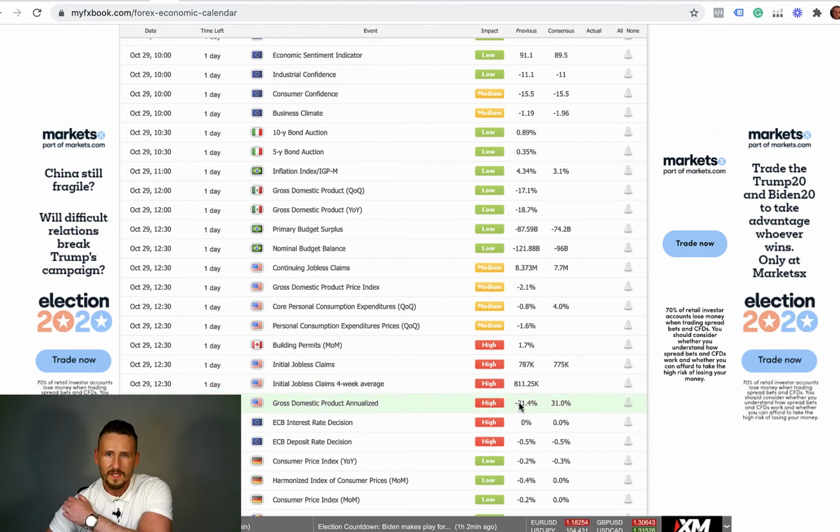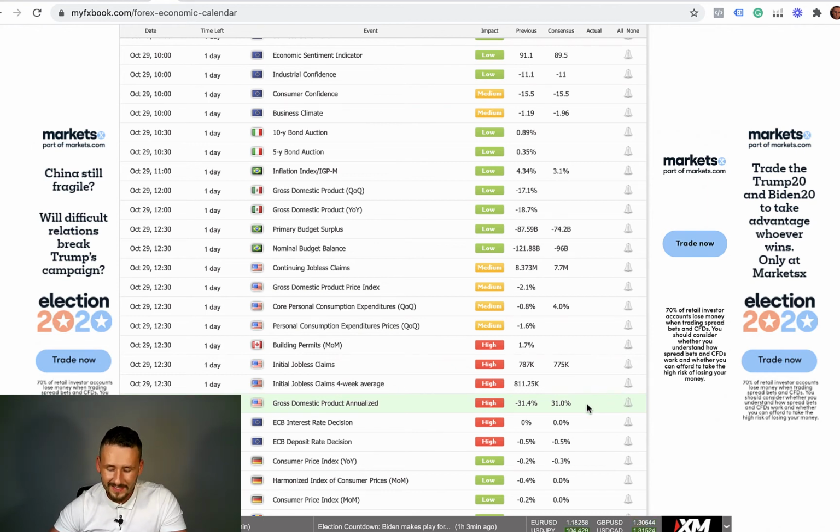So if the previous is minus 31.4, it's expected to go to 31, but it gets less than that expected forecast, then that's negative. That could mean the dollar would go down and not actually go up, even though things are getting better. They're just not as good as what's expected, so it drives the dollar down. So that's something that we would be looking at.